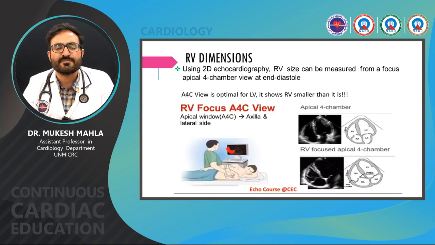RV dimensions. Using 2D echocardiography, RV size can be measured from a focused apical 4-chamber view at end diastole. As we know, in the normal apical 4-chamber view, there is a decreased size estimation of RA-RV. So we take a focused apical 4-chamber view, in which we go laterally in the axilla and then the 4-chamber view is made, so the dimensions of RA-RV are accurate in the focused apical 4-chamber view.